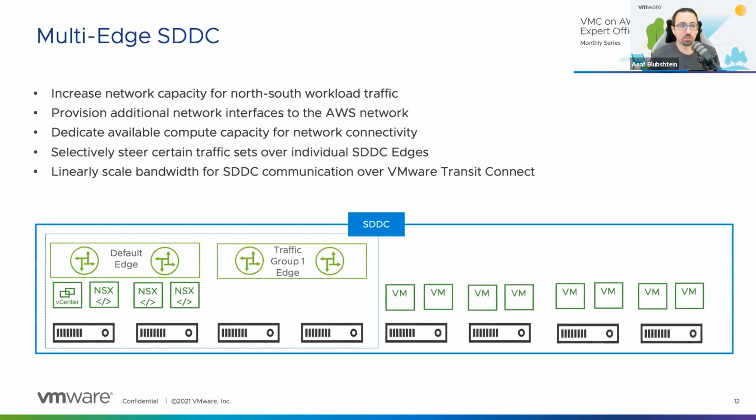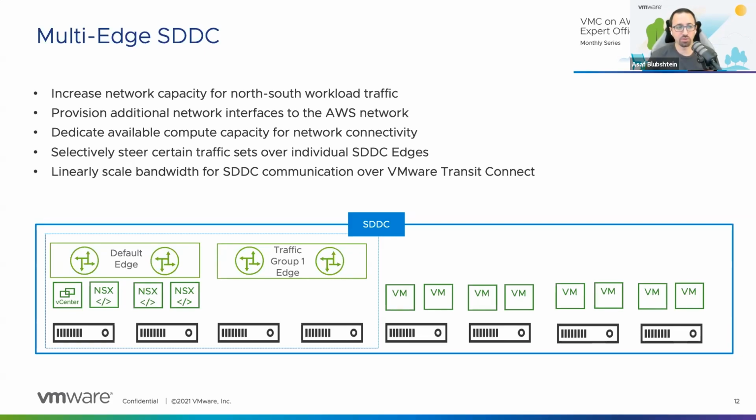So as we mentioned, it increases network capacity for certain traffic types. And what we will do is deploy another set of active and passive edges, and leveraging compute policies, we will make sure that edges are running on separate hosts. That way there won't be any resource contention or network contention between the default edge and the new tier 0, or even any other tier 0 that you're adding.